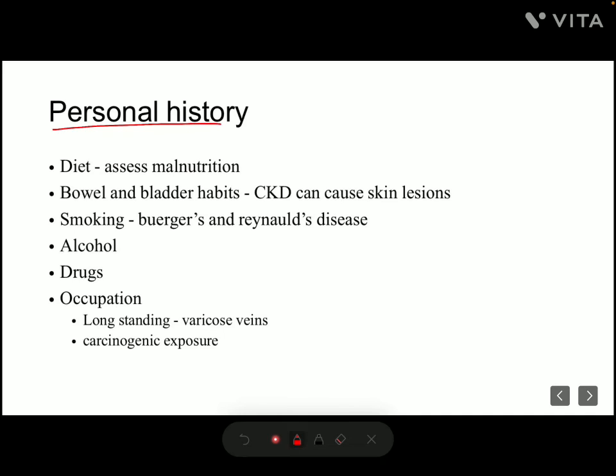Personal history. First, the diet history of the patient is taken to assess whether he has malnutrition or not, because malnutrition can be a direct causative agent for his ulcers. Next, bladder and bowel movements are assessed to assess his general well-being, as well as because in cases of chronic kidney disease, the patient is likely to have skin lesions. So bladder habits become a very important factor to measure. Smoking is a very important risk factor for atherosclerosis and even for Buerger's disease and Raynaud's disease.